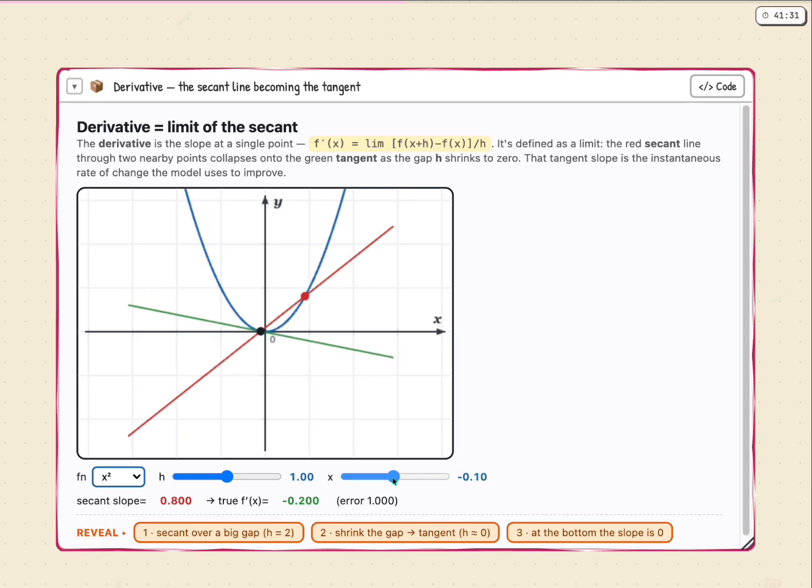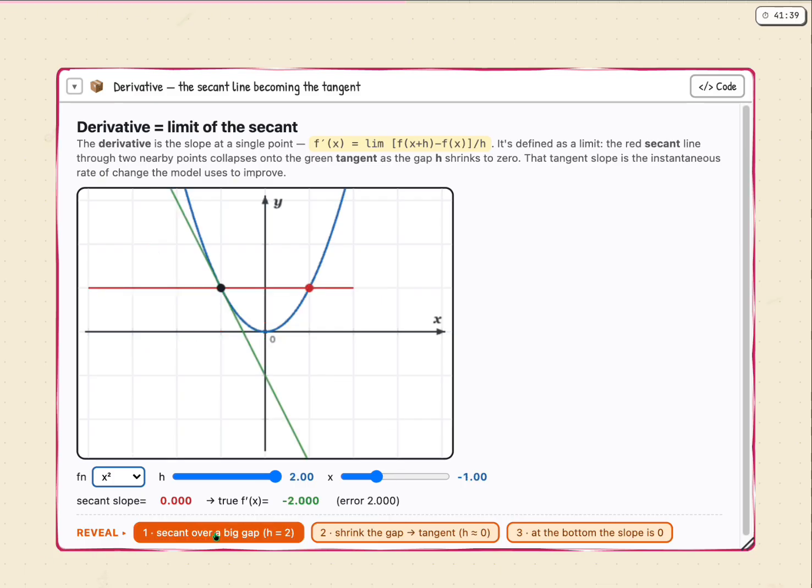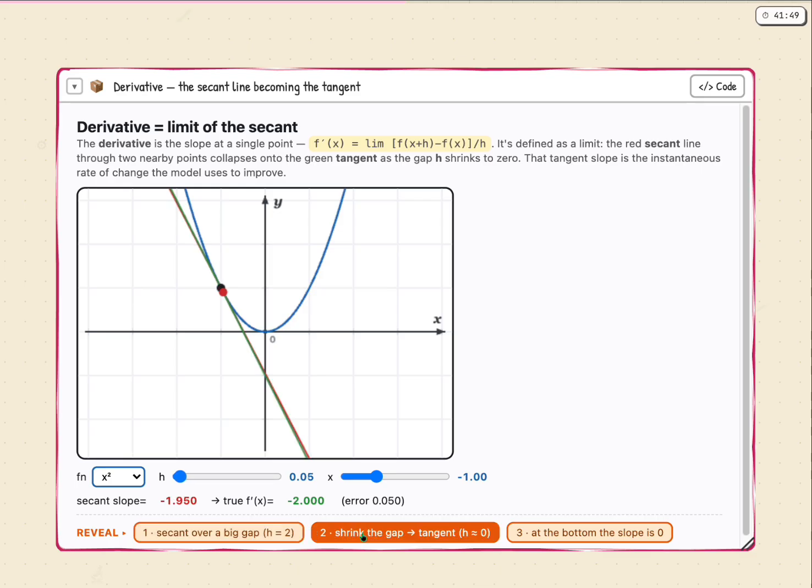But the average over a gap isn't quite what we want. We want the slope at one exact point. So watch. I shrink the gap h smaller and smaller, sliding the second point toward the first. As h goes to 0, that red secant line rotates and settles onto the green line. The tangent. The tangent just kisses the curve at a single point, and its slope is the instantaneous rate of change.